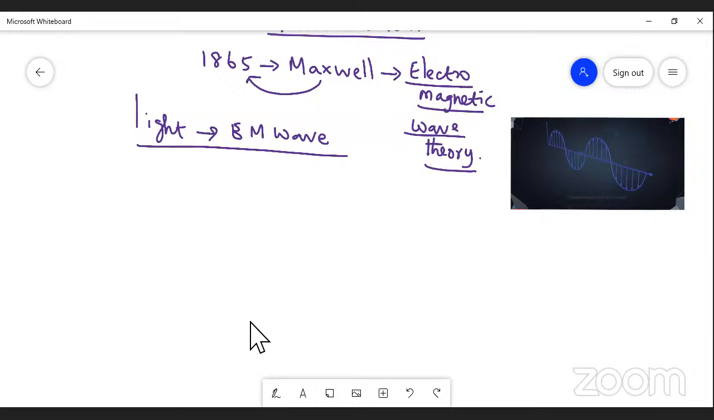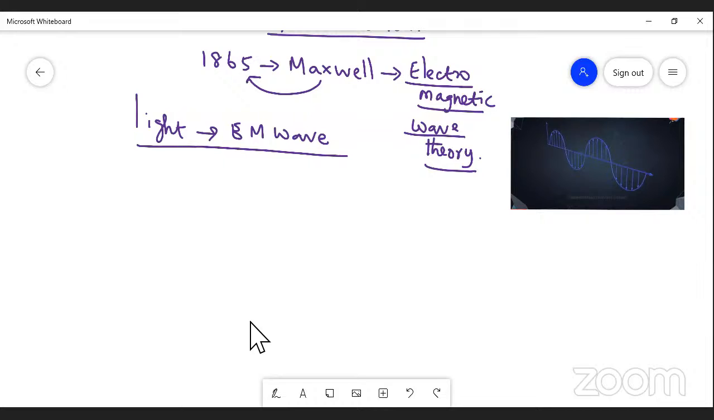Why? Because the sensation of vision is due to the vibrations of the electric field alone in the light wave, not the vibrations of the magnetic field. So the vibrations of light is nothing but the vibrations of electric field in the light wave.